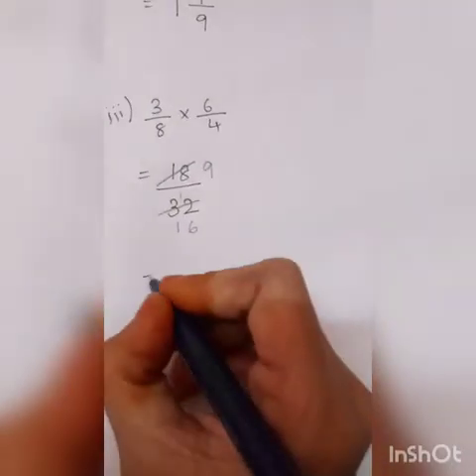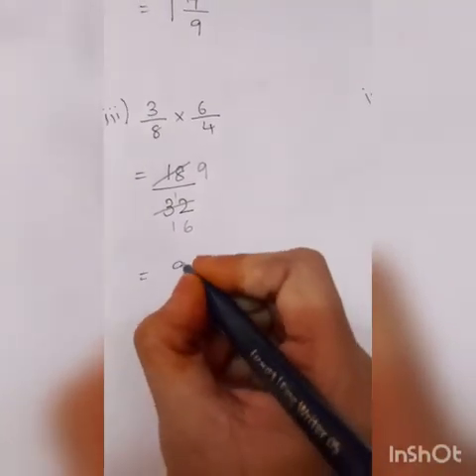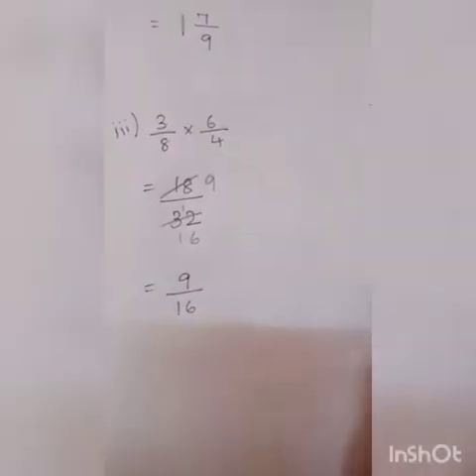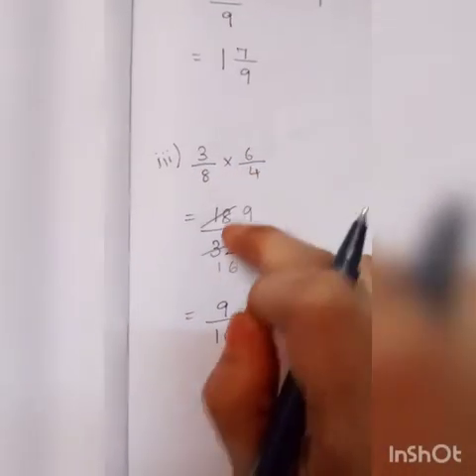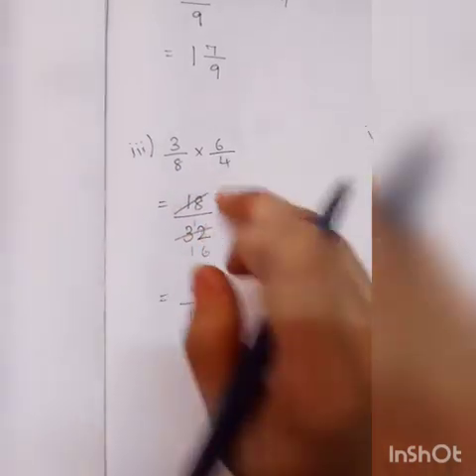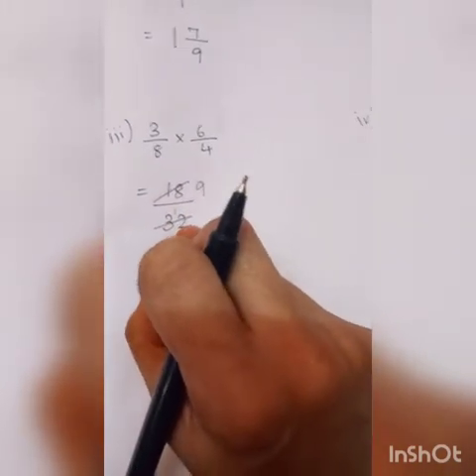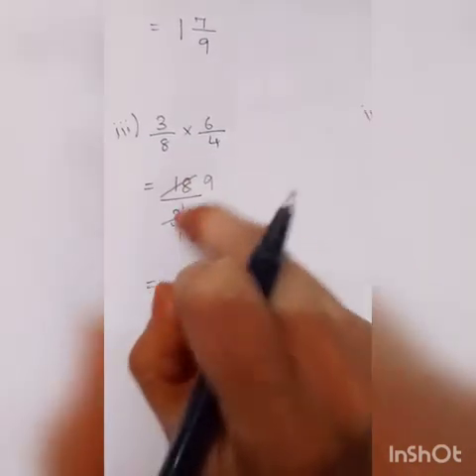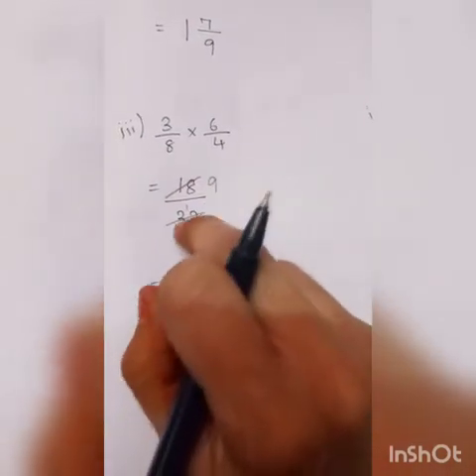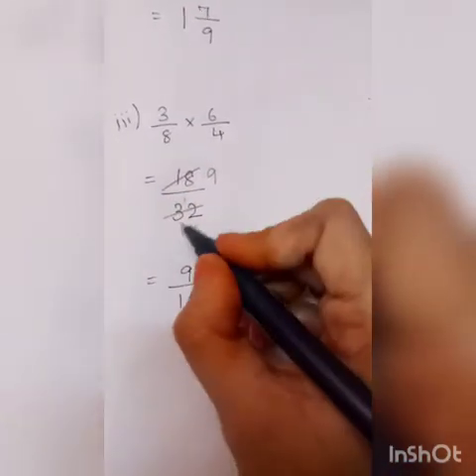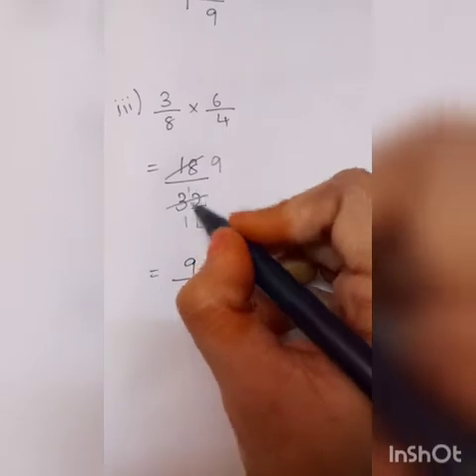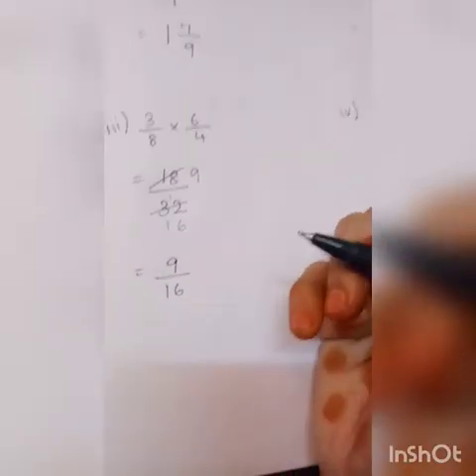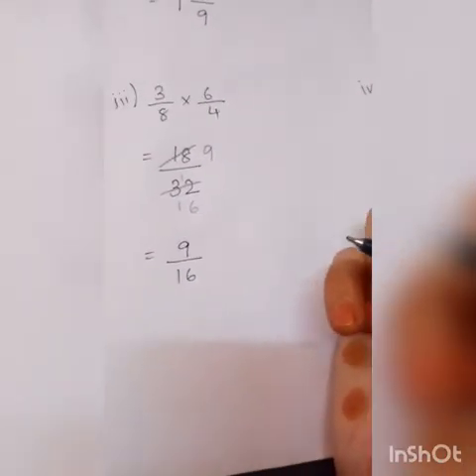So what shall we do now? 9 by 16 is our answer. See, 6 3s are 18, divided by 8 4s are 32. In the 2 table we can cancel it. 9 2s are 18, 1 2s are 2. Remainder 1. So 12. 6 2s are 12. So 9 by 16 is our answer.